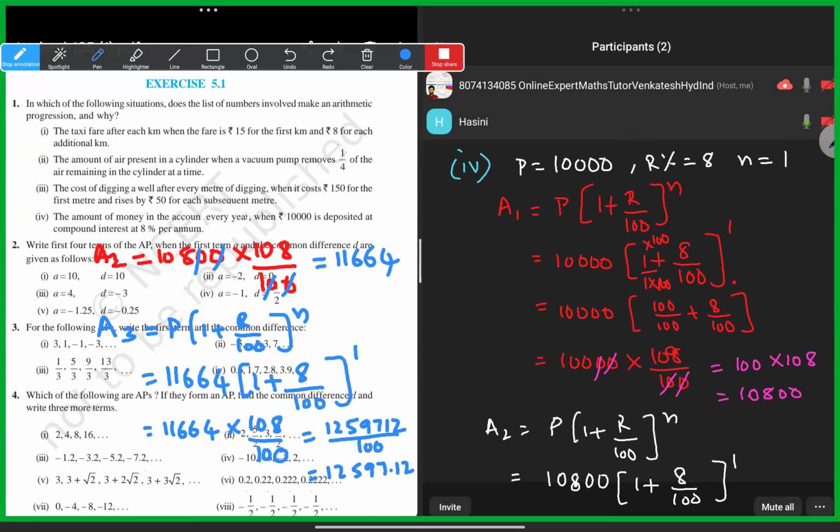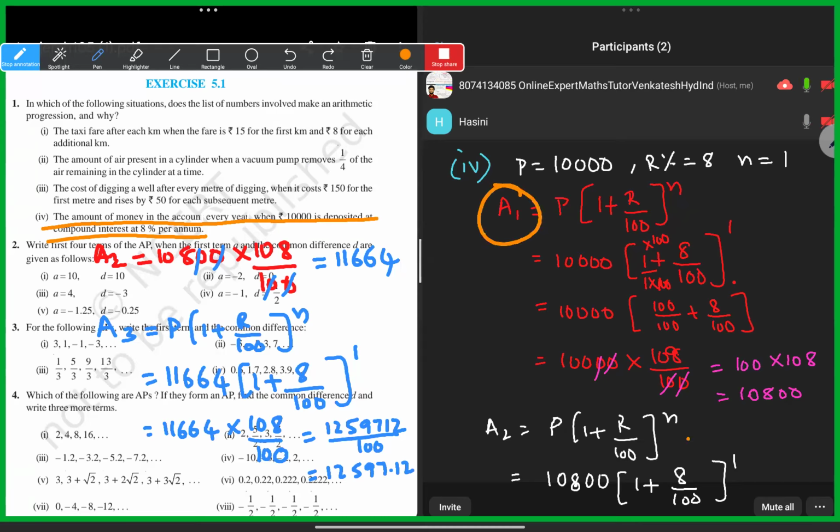Okay, sir. Yes, Ashley. So now we found out three amounts. They're asking us to check the amount of money in the account every year. So that particular thing, is it following arithmetic progression or not? We'll check it now.